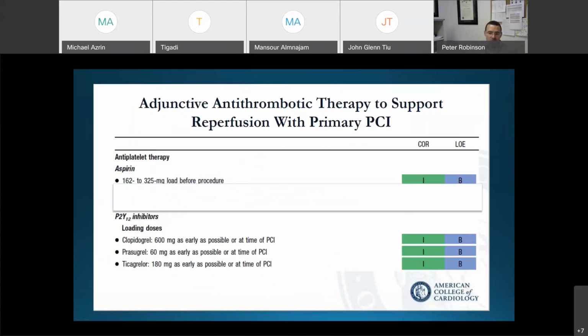So what are the guidelines? Again, you can't interpret guidelines, or modify them, unless you know the data. We're using aspirin; you have to load them, either 162 or 325. Clopidogrel 600, prasugrel 60, ticagrelor 180. These are from STEMI trials, all class 1B recommendations.